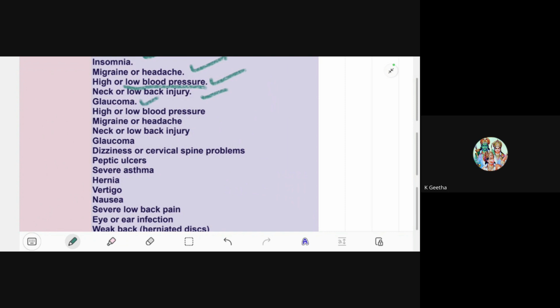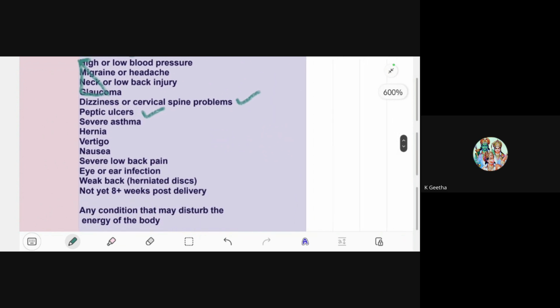Glaucoma, high end. Okay, this is repeated. I'm sorry. Dizziness or cervical or spine problem. Peptic ulcer, severe asthma. Severe asthma means one who gets an attack every 2 or 3 days. These people are not able to breathe properly even in normal conditions. In the normal condition, if they walk even from one lane to another, they feel like they are just dying. They just need their pump. In that severe condition, do not allow them to do this.